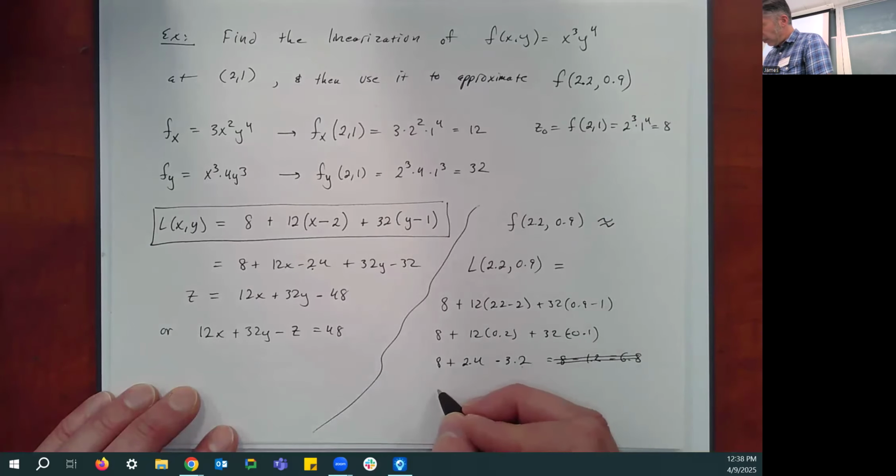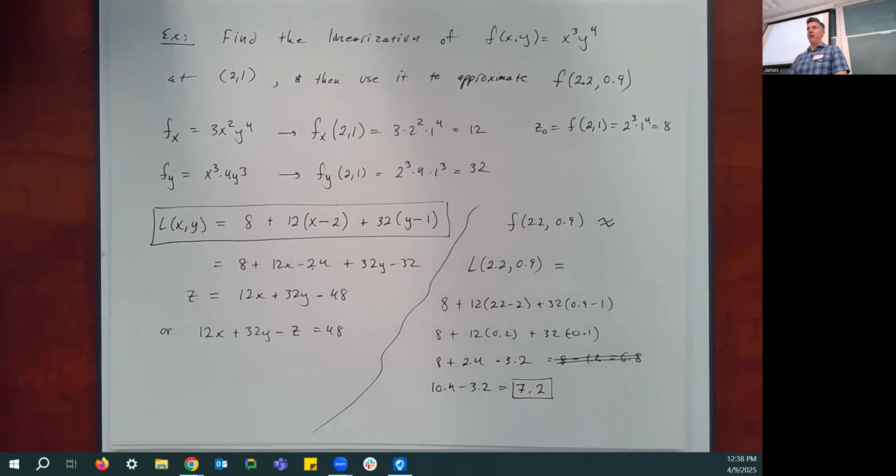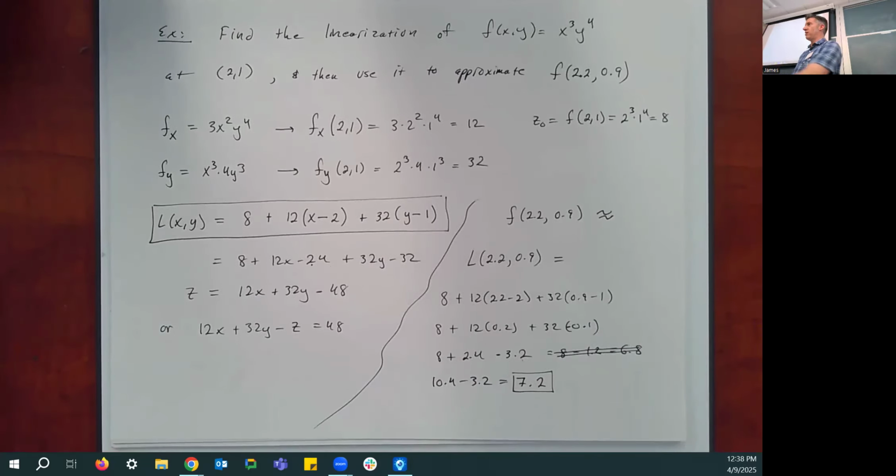This should be 10.4 minus 3.2, which is going to be 7.2. There we go. Sorry, small error there. I mean, subtracting some decimals. That's why I was trying not to let you see it before.